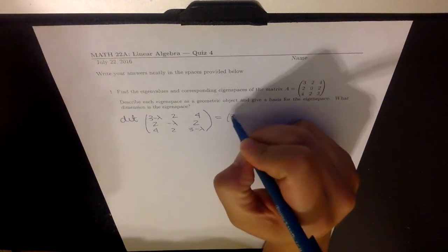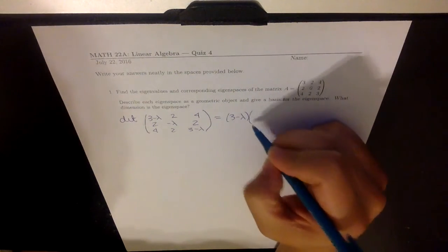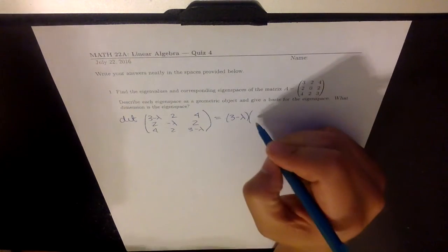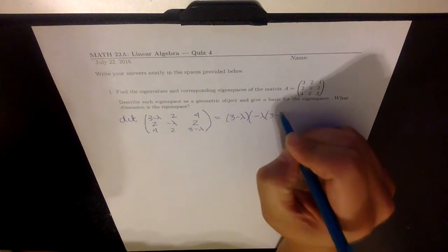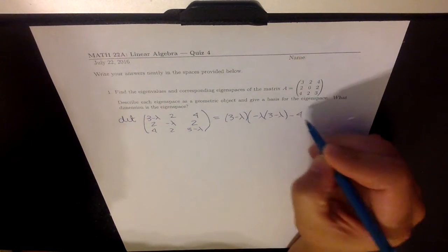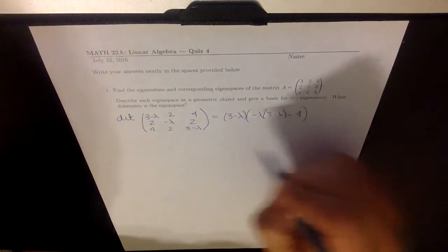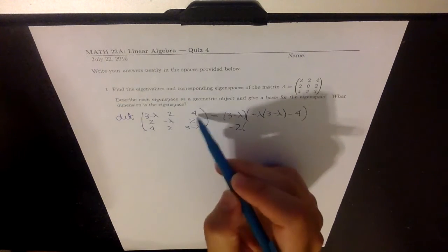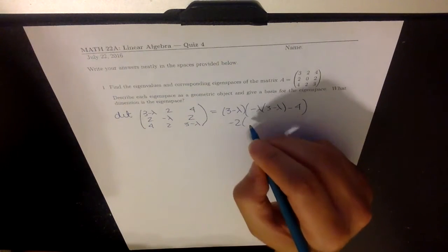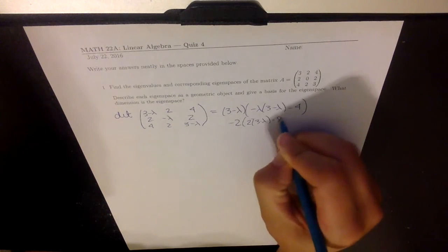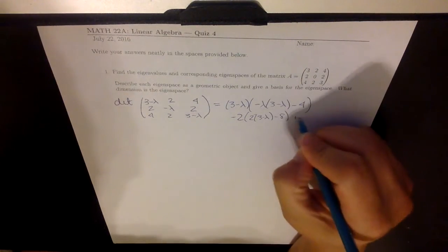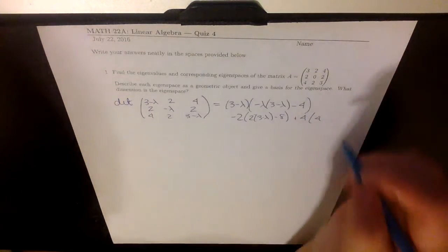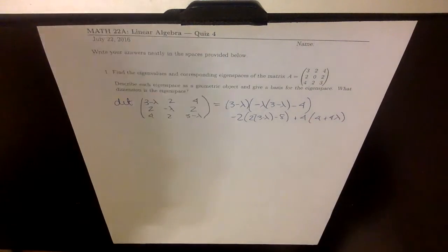Okay, so 3 minus lambda times, now I'm going to multiply this subdeterminant, so I get minus lambda times 3 minus lambda, and then a minus 4. Then I'm going to have minus 2 times, here my subdeterminant is 2 times 3 minus lambda minus 8. And then finally plus 4, 4 minus a minus 4 lambda, which is plus 4 lambda.